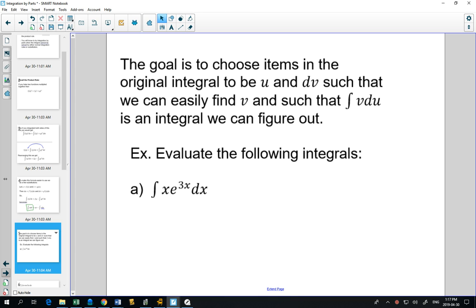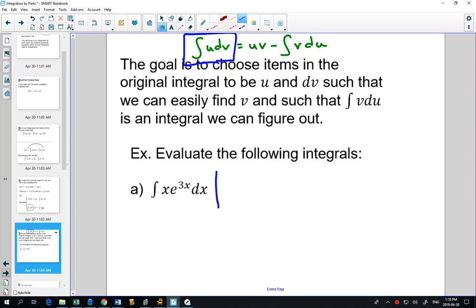So let's look at a first example. Up here at the top, we'll rewrite the integration by parts rule. So what we're trying to figure out here, that would be the left-hand side of our formula. We have to decide something to be u and something to be dv.